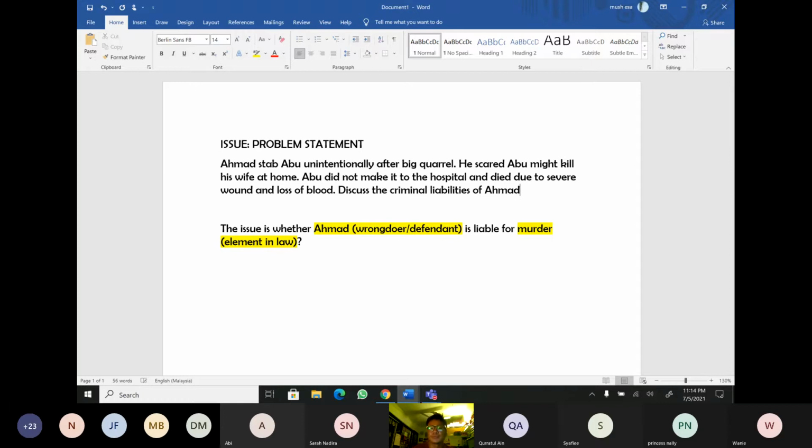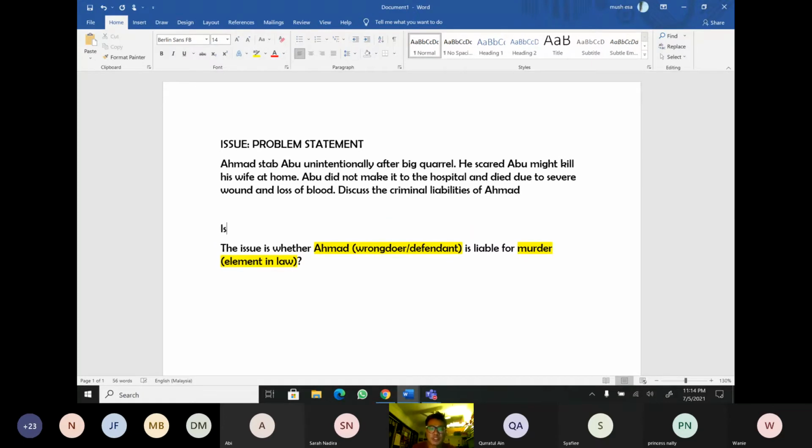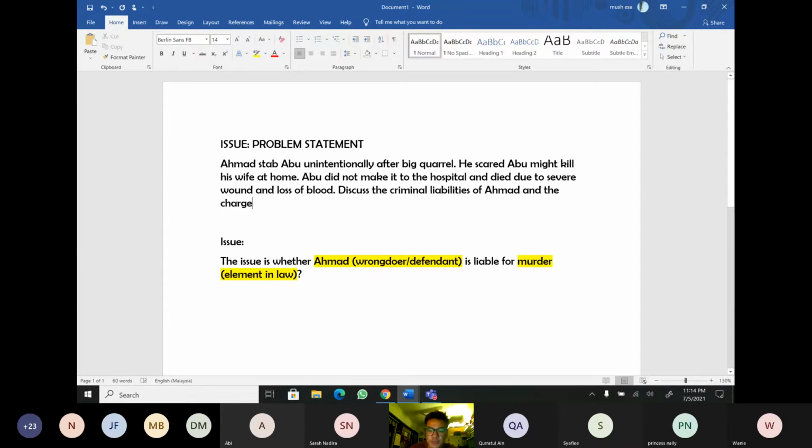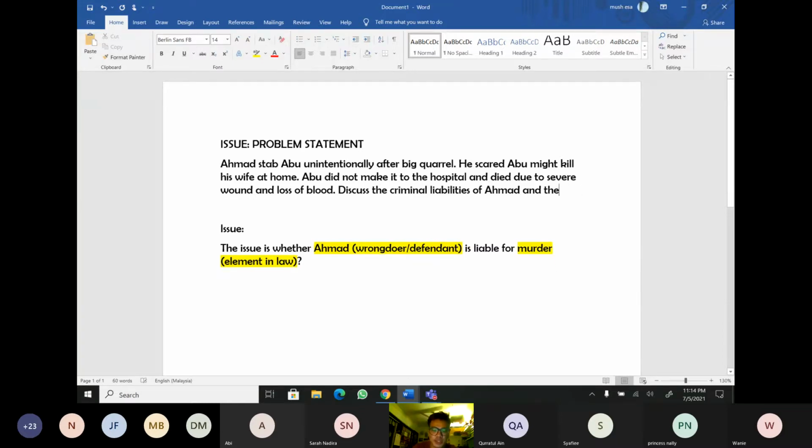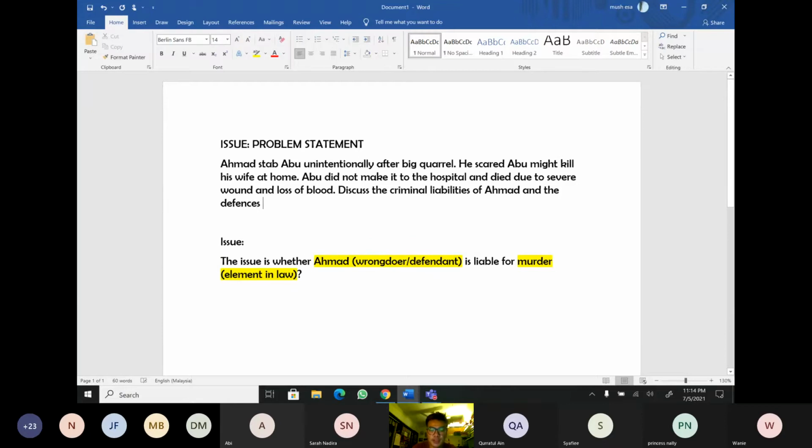Okay. So the issue is whether this is issue dia. You buat macam ni lah. Sama tak macam dalam soalan tu? Dekat sama kan? So the issue is whether Ahmad is charged with the criminal, okay, the punishment lah. And the defenses. Sorry, and the defenses available for Ahmad. Oh, ya. Sekejap.